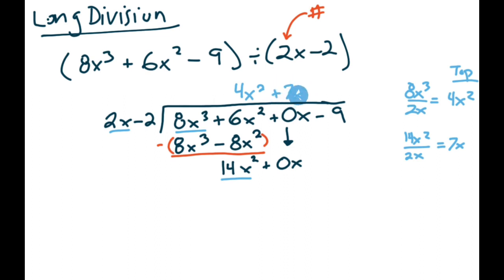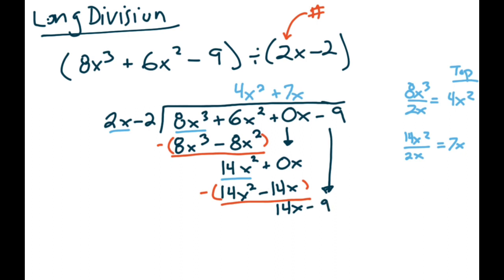We then multiply the 7x times the 2x minus 2, which would give us 14x squared minus 14x. Subtract down. To get 14x. Bring down the minus 9.